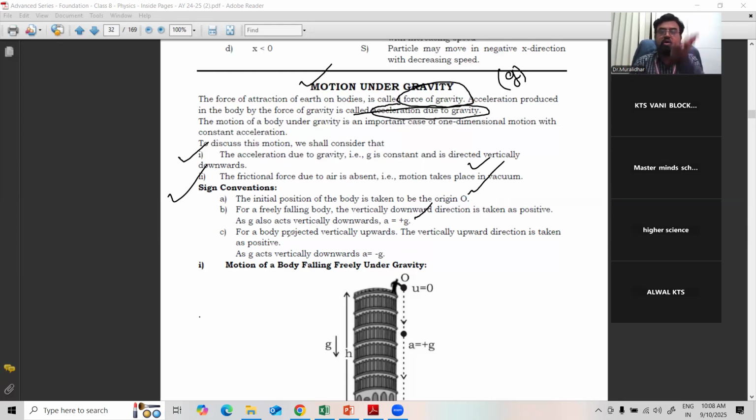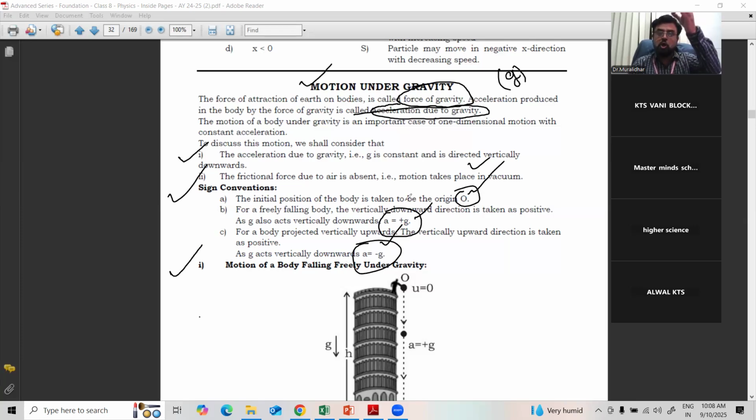For a body projected vertically upwards, the vertical upward direction is taken as positive. As g acts vertically downwards, a is taken as negative. So out of these four equations, you have to introduce changes in those four equations when the body is under the influence of gravity. That we'll see. So first case, motion of the body falling freely under gravity.